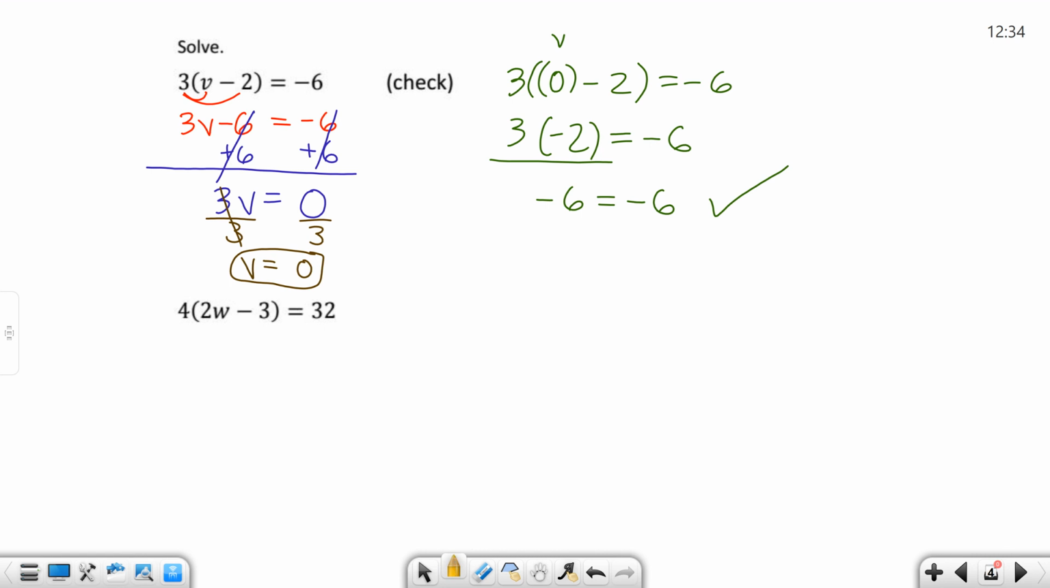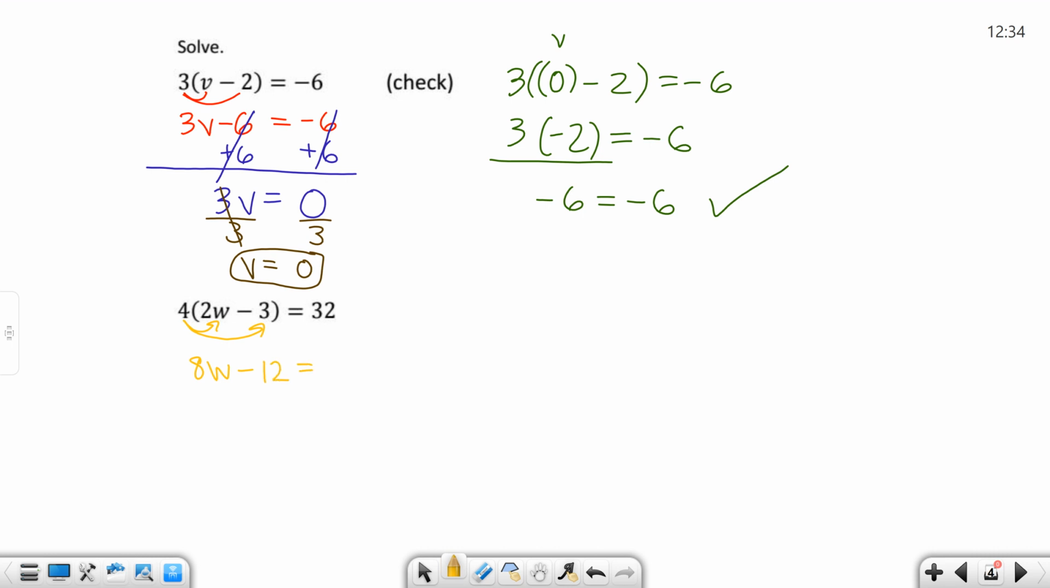So then 4 times 2w minus 3 in parentheses equals 32. So this is basically the same problem with different numbers. Do we need to do any work on the left-hand side? Yes, we need to simplify that by distributing the 4. So I'm going to show my distribution here. It's going to be 4 times 2w is 8w, and then 4 times negative 3 is minus 12.